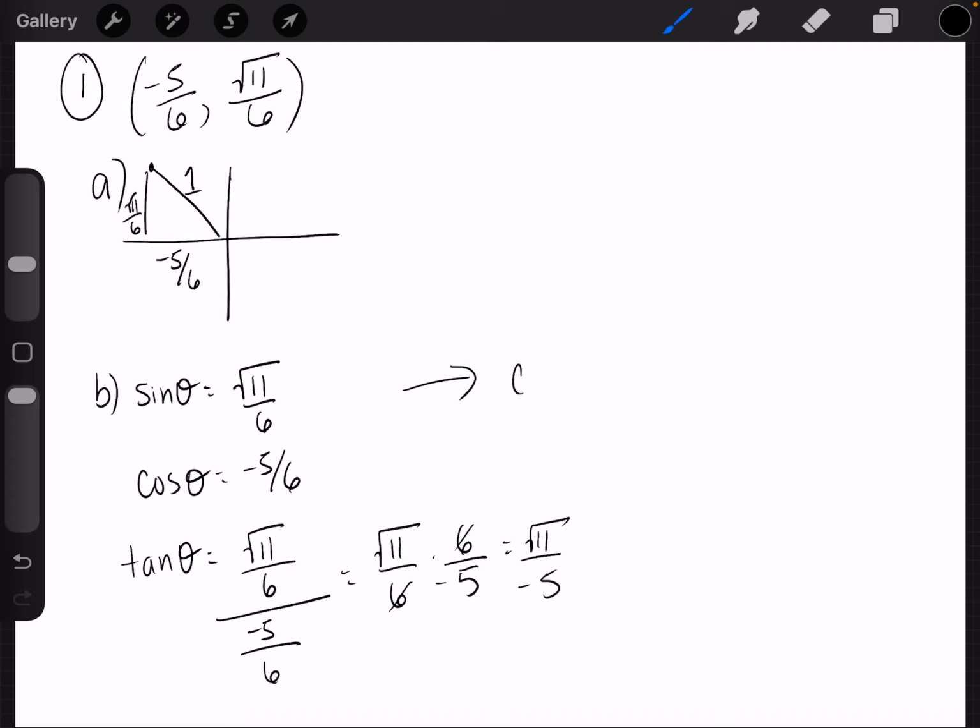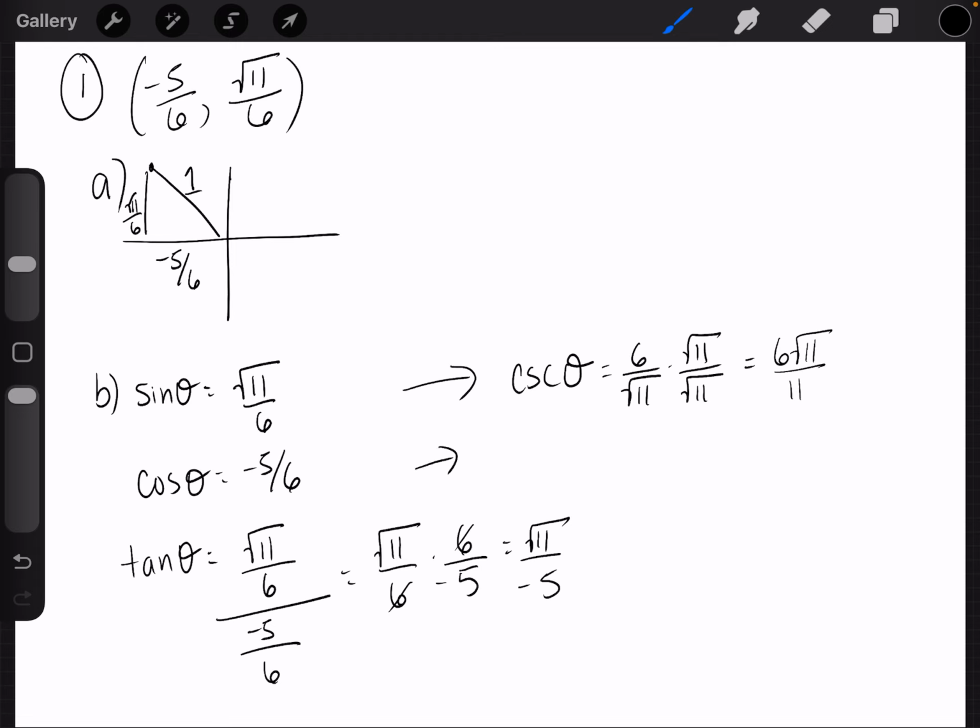Opposite of sine is cosecant. So cosecant of theta is 6 over root 11. You gotta rationalize, so multiply the top and bottom by root 11. And I get 6 root 11 over 11.